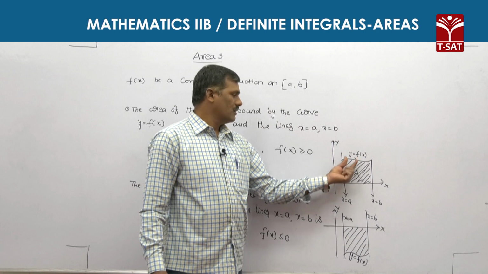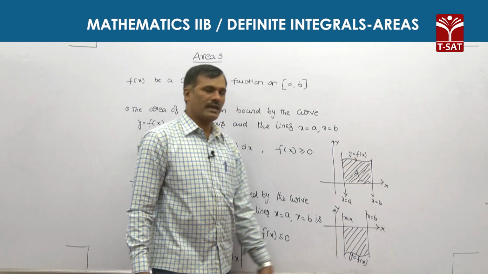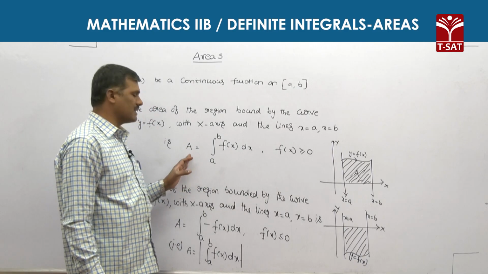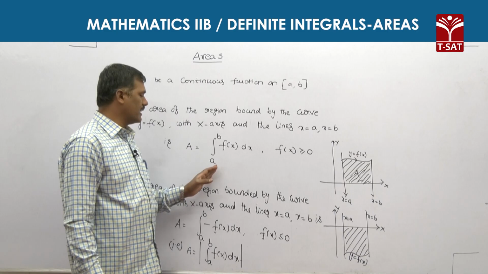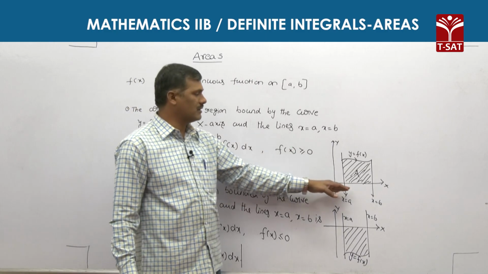The given curve bounded with the x-axis and the lines x equals a, x equals b. Above the x-axis, A equals the required area. A equals integral a to b f of x dx, where f of x should be greater than or equal to 0.